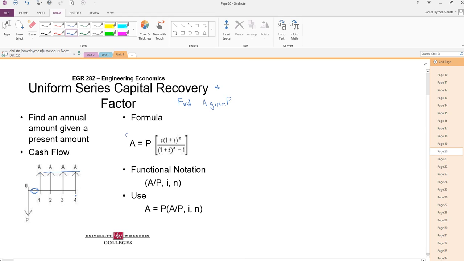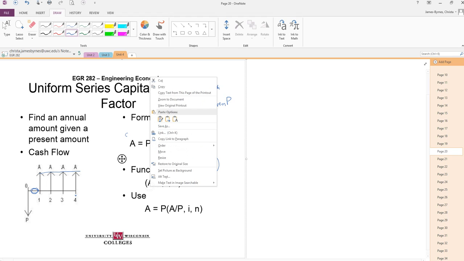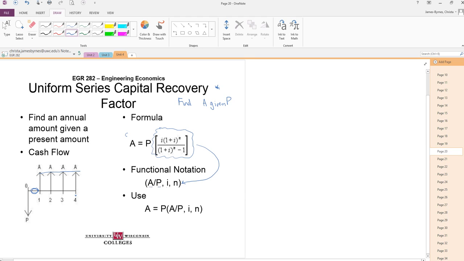So here's our formula. A is equal to the present value we know times this formula. And again, you can look at your book and go through the mathematical derivation of how that comes. But we can take that formula and replace it with this functional notation. Find an A given a P, interest rate, and number of periods. And this is how we would use it. A is equal to P times (A/P, i, N).